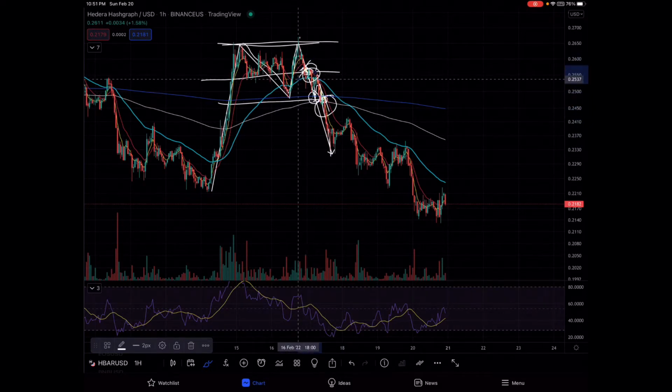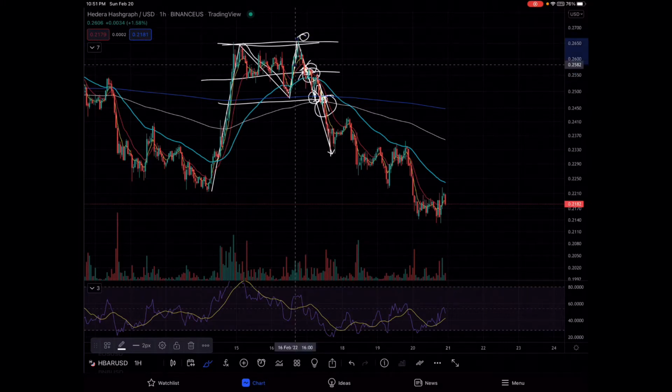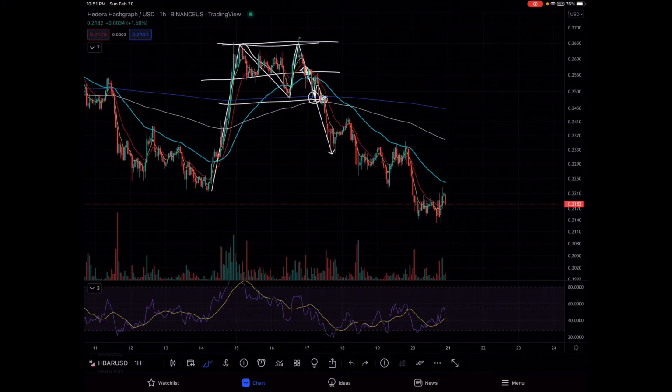If you entered early, your stop loss would be over the previous high, so your stop loss is a little further up. It just depends on when you catch it and how confident you are in that motion. Some of them look good. Some of them look a lot better than others. This one is a little sketch.